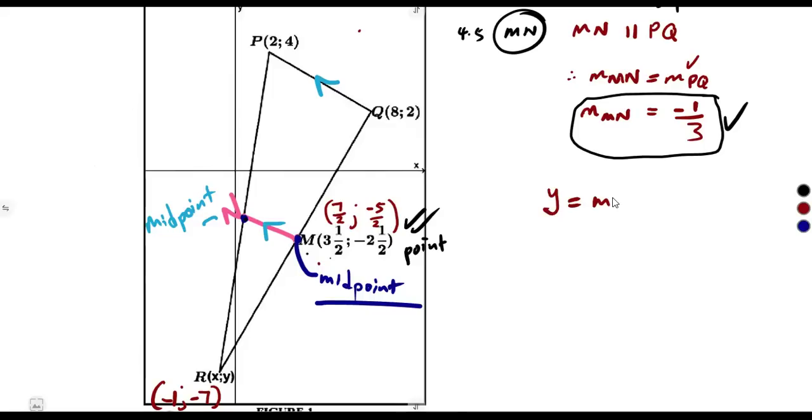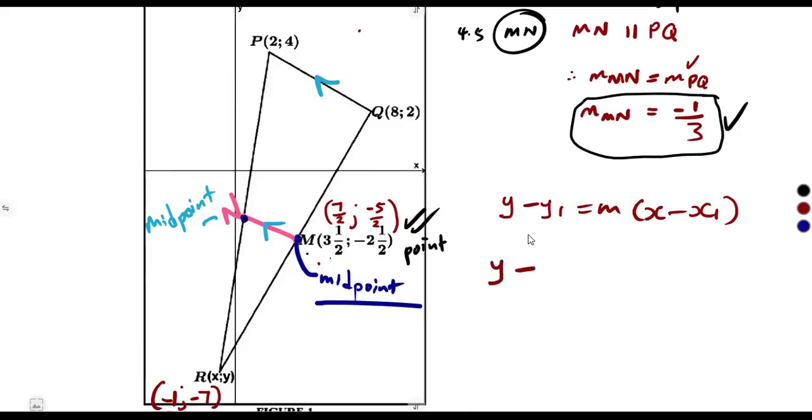y is equal to mx plus c. Yes, they told us to use a certain format. That one is the final answer. So you can use this or you can use this one there, y minus y1 is equal to m into x minus x1, like this. Guys, it's the same. Do not worry about this.